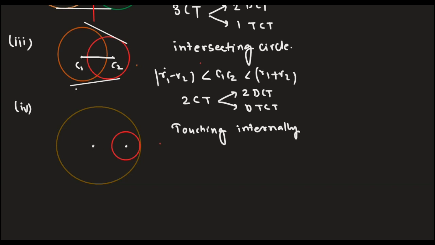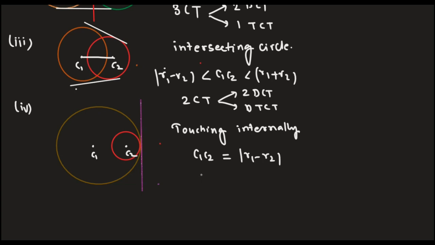So these are their centers. One is C1, other is C2. So this distance C1C2 is the same as modulus of R1 minus R2. Internally they are touching. This is the condition. So how many tangents we have? Only one. All of you know that there exists only one common tangent, and both the centers lie on the same side of this tangent. So this is a direct common tangent only.